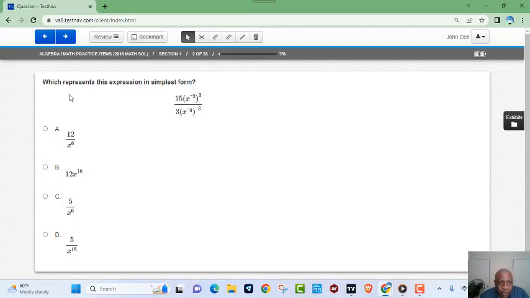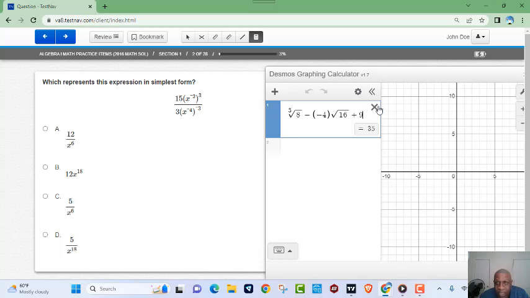Okay, question 2. Which represents this expression in simplest form? And we have 15 parentheses x to the -2 all to the third power divided by 3 parentheses x to the -4 all being raised to the -3 power. So again, we can use our DESMOS. So let's pull our DESMOS back up. Let's clear out this previous information. And what we're going to do, we're going to enter this expression into DESMOS here.